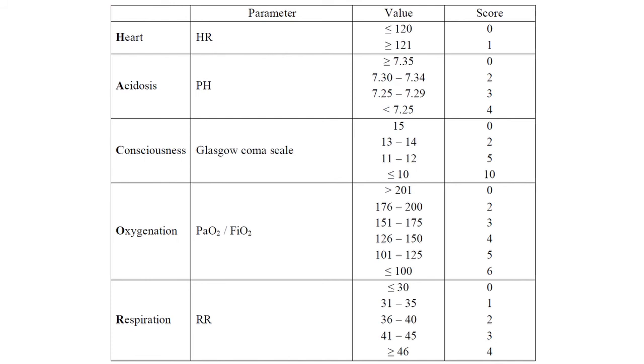Accordingly, for every patient on non-invasive ventilation, you need to monitor the HACOR score. This is to be monitored after 1 hour, 2 hours, 6 hours, and then every 12 hours. HACOR: H for the heart, through the heart rate, A for the acidosis, including the pH, consciousness level, oxygenation, and the respiration. If the score is higher than 5 to 6, this indicates a high probability of failure of non-invasive ventilation and a possible need for intubation and invasive ventilation.